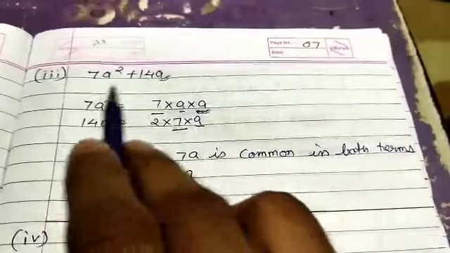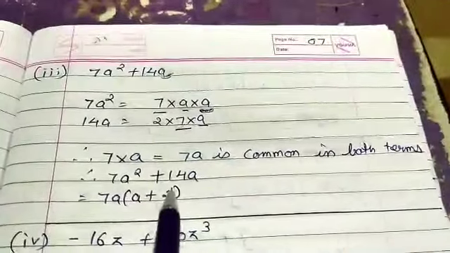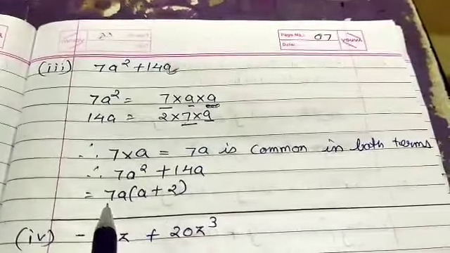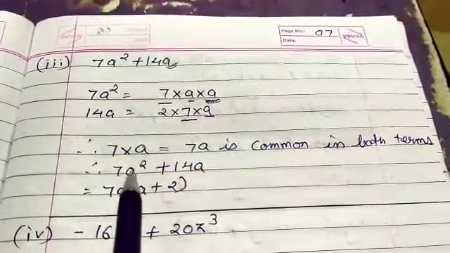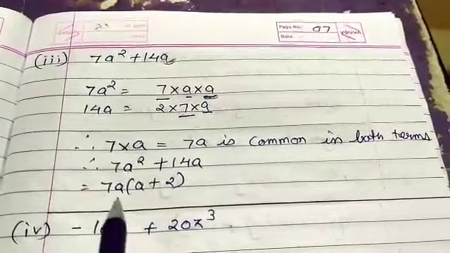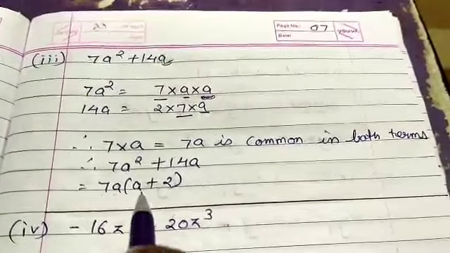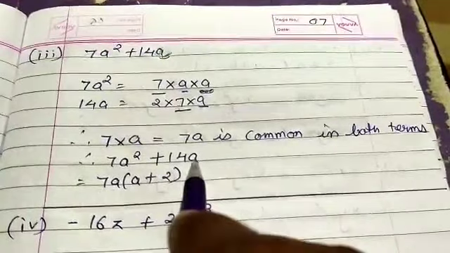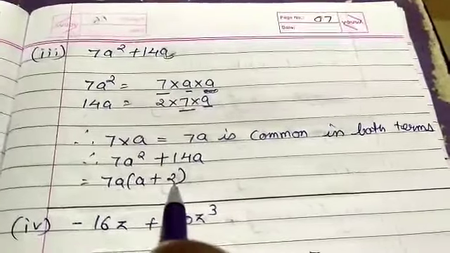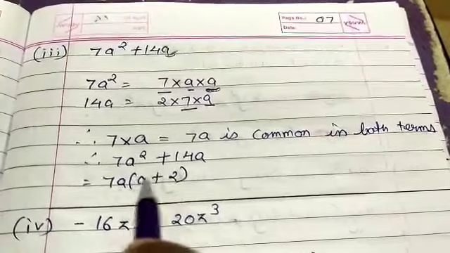Then write down this expression, that is 7a square plus 14a. So what is common? 7 and a is common. So what will remain inside the bracket? 7a square means if you take out 7a as a common, so a will remain inside the bracket, and 7 2s are 14 and a is already common, so 2 will remain over here. So 7a in bracket a plus 2.